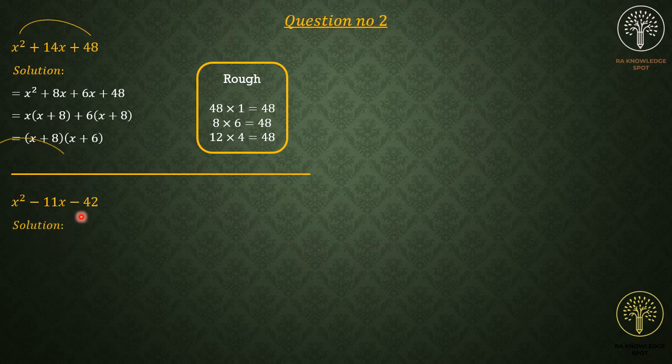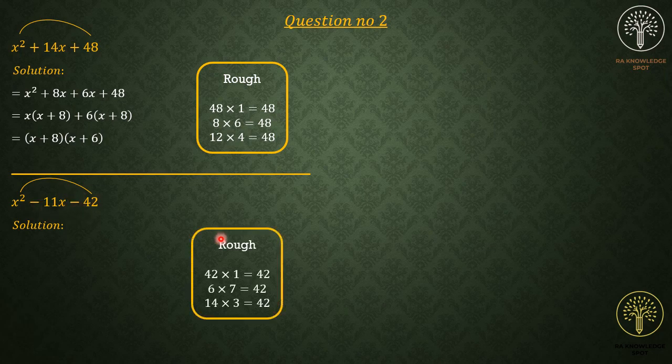So this is x square minus 11x minus 42. A very first step, and you know what you have to do. This curved line is showing you that 42 ones are 42. Then in this rough box, you can see 42 ones are 42. Now you have to find the possible pairs, that is 6 sevens are 42 and 14 threes are 42. Now you have to select which pair, because you need to break this 11, and that is minus 11.